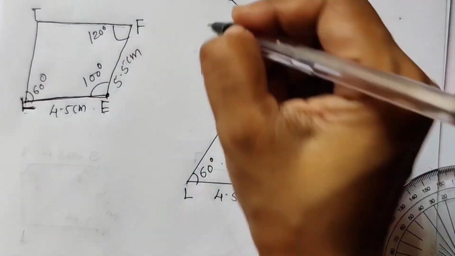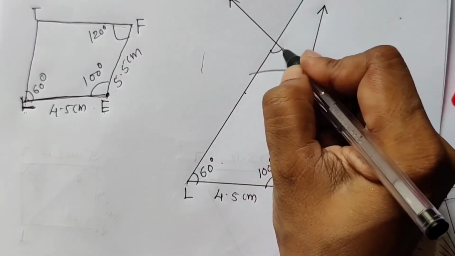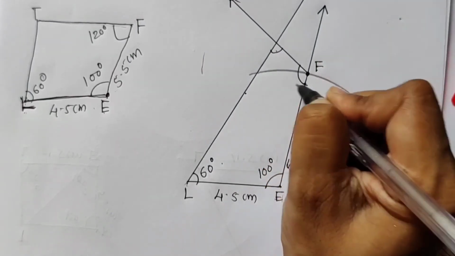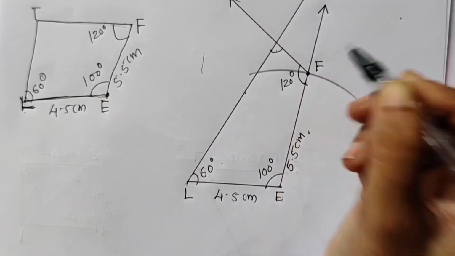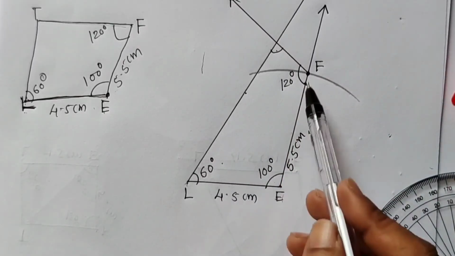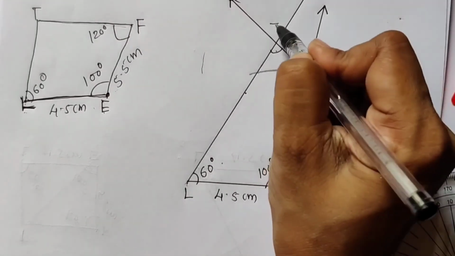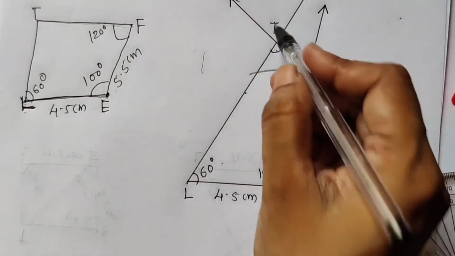In this way you can draw a ray, and this is one. No, this we have not given. This is 120. Okay, so in this way 3 angles and 2 adjacent sides are given. We can draw a quadrilateral. This is point T.